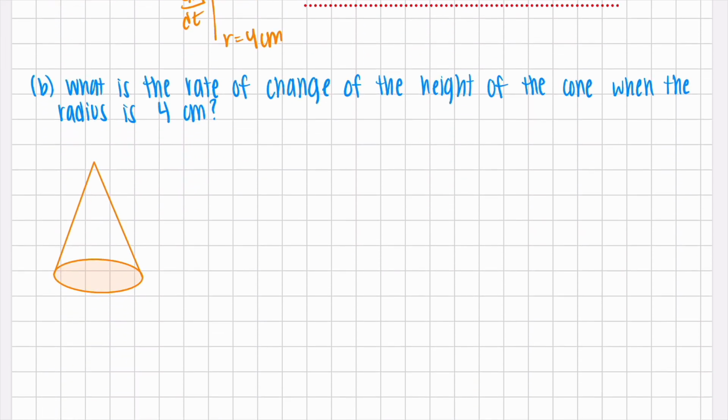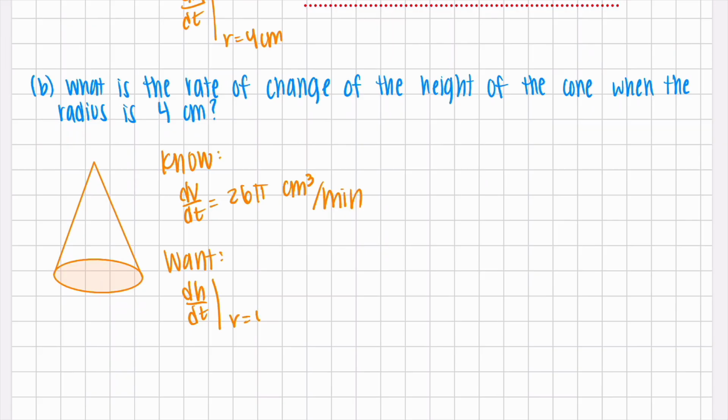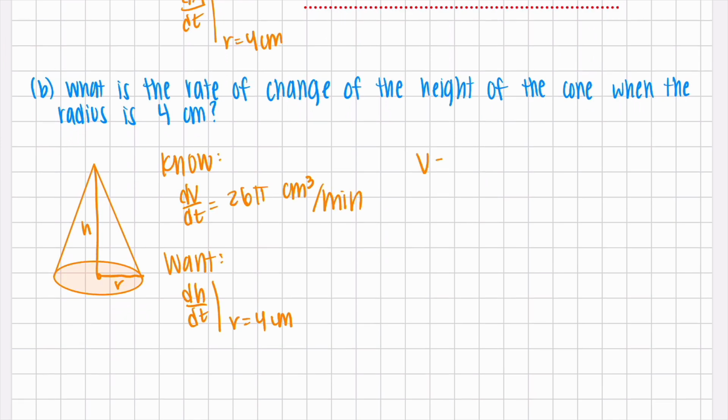Moving on to part B, it says, what is the rate of change of the height of the cone when the radius is 4 centimeters? So I have the same known. I know dV/dt is 26 pi centimeters cubed per minute. But now I want the rate of change of height of the cone. So I want dh/dt when the radius is 4 centimeters. So now I want to talk about the radius and I want to talk about the height. And I know volume, so let's do volume of a cone, and that equation is 1/3 pi r squared h.